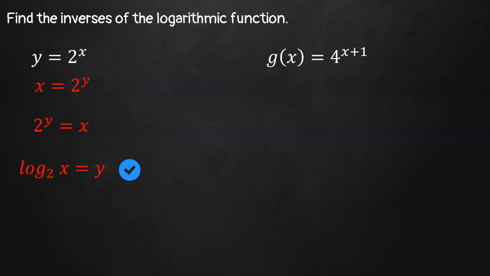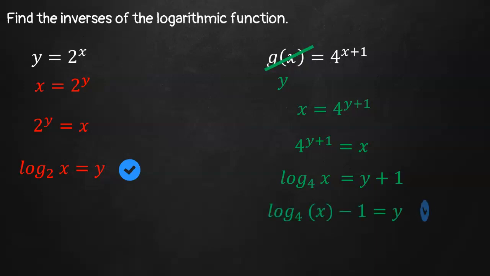Now with my g of x function, just like before, I have to write my y, so I can switch the position of my x and my y. Now that the base is isolated, I have 4 to the y plus 1. I can move that to the left-hand side. This allows me to rewrite in logarithmic form, so my base is 4 of x is equal to y plus 1. Now notice that my y is not by itself, so I will have to subtract 1 from both sides to get me my final answer.